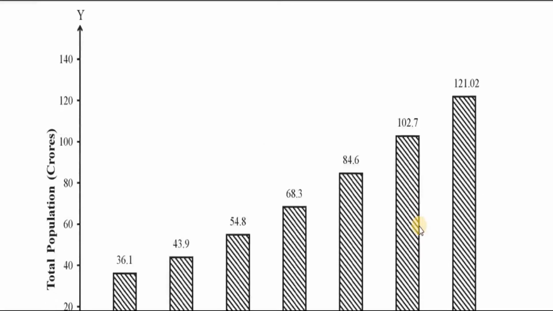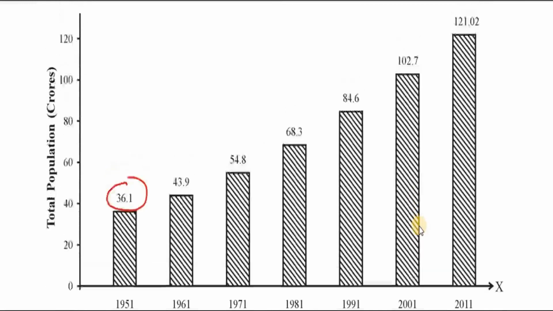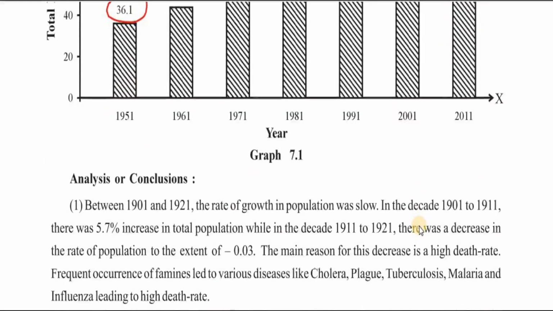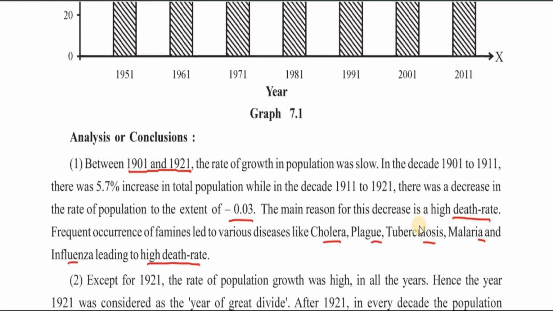So when we analyze this data, like the chart which we saw, from 1951, 36 crore, to 2011, 121 crore. So between 1901 to 1921, population growth rate was very slow. 1901 to 1911, there was a 5.7% increase in total population in 10 years. From 1911 to 1921, the population went down by minus 0.03. The main reason was high death rate. Because of diseases like cholera, plague, tuberculosis, malaria, influenza, all leading to high death rate.